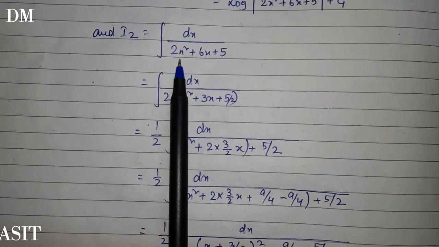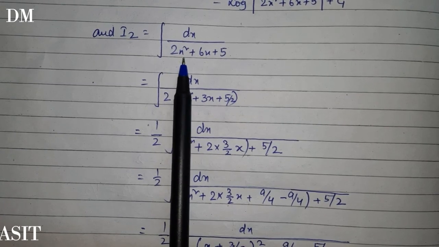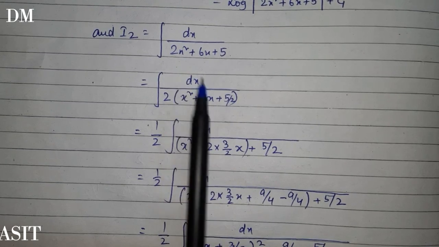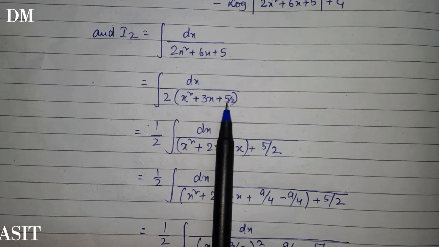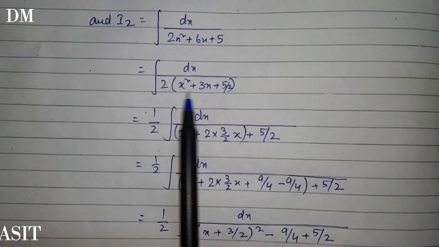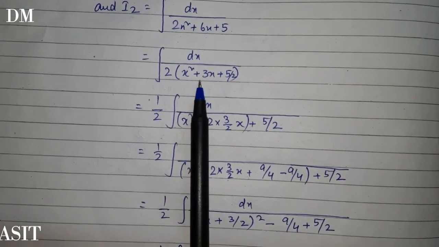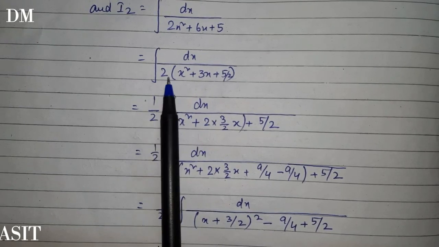So here we can see that 2 is the coefficient of x square. So first you have to take 2 common from all these three terms. So 2 taken common, x square plus 3x plus 5 by 2. Now we need to complete the square of these two terms. So to complete this square we need a 2 here, 2ax. So 1 by 2 is already out.